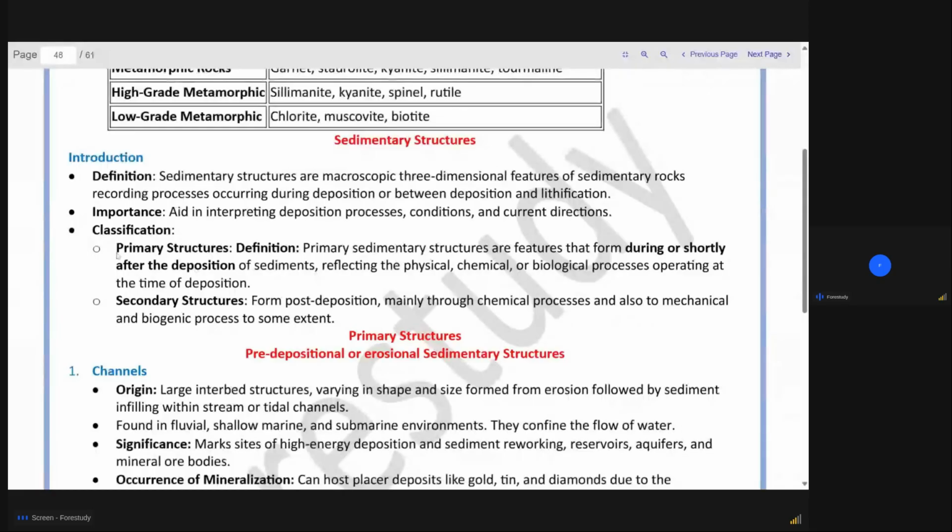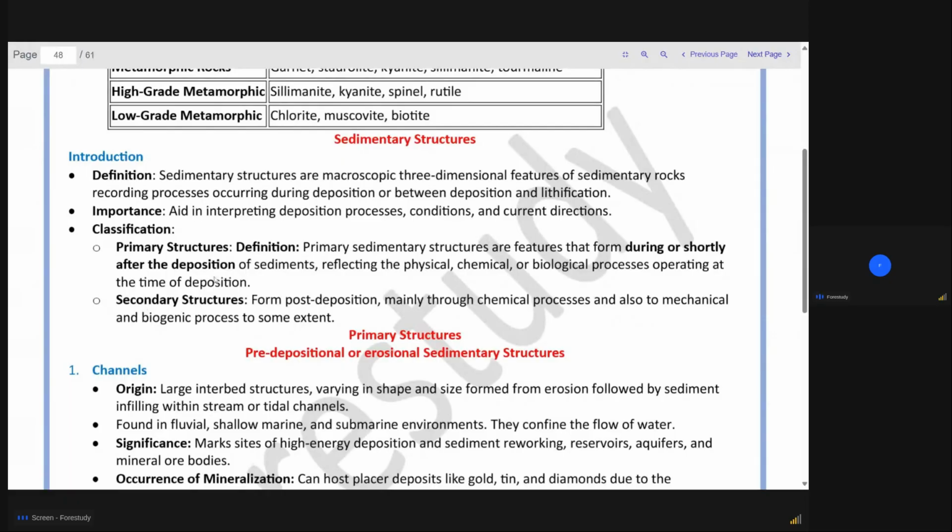Okay, so during the time of deposition, the structures that were formed are called primary structures, whereas after deposition, or post deposition, the structures that are formed are called secondary structures. So from post deposition, mainly through chemical processes and also to mechanical and biogenic processes to some extent, we get these secondary structures. So mainly two structures can be there, primary and secondary. Pre deposition is primary, post deposition is secondary. Very simple, right? Okay, now we will take this one by one.